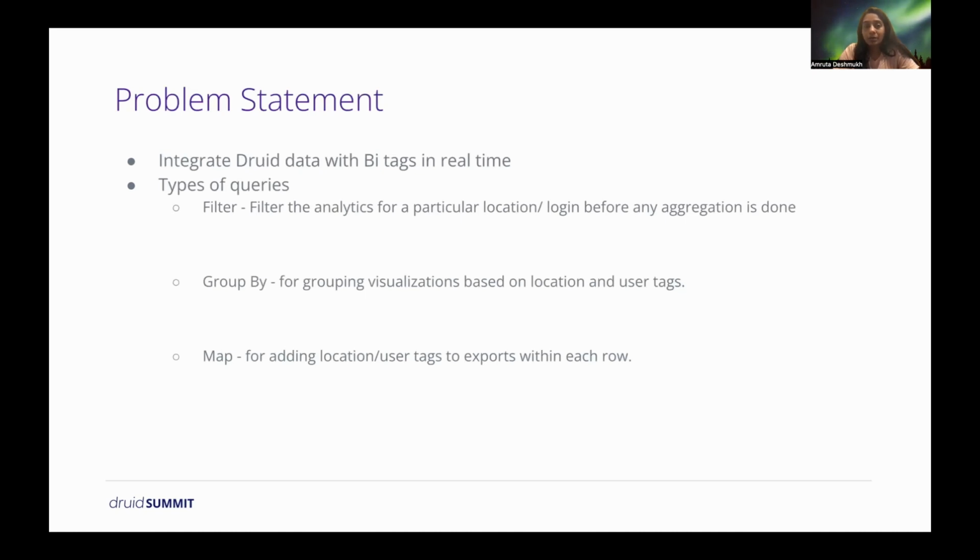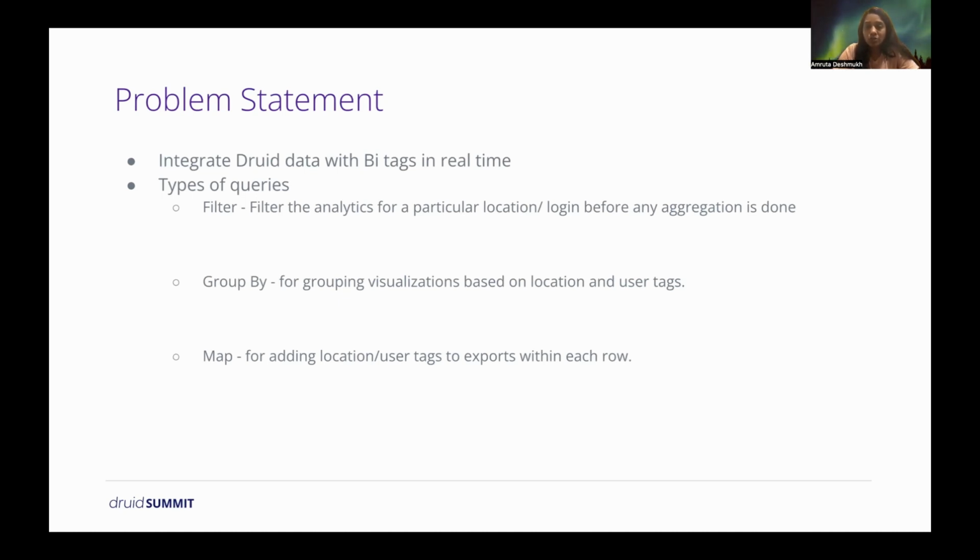Now, to talk a little bit about the problem statement. With the ability to add BI tags to the device and the location data, we wanted to integrate this BI tag information into the Druid data source. BI tags needed to be added to the Druid data source to enrich the data even further. Now, the BI tag information keeps on changing. It's not constant, for example, a manager could change for an employee or his designation could change.